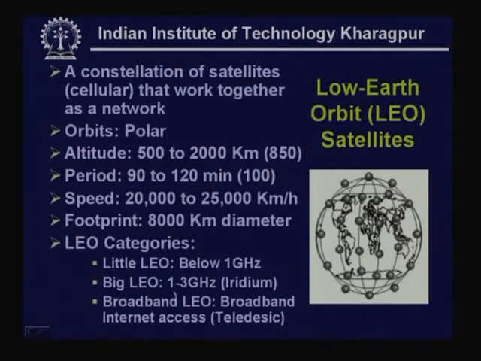Then the big LEO uses 1 to 3 gigahertz. One notable example is Iridium, we shall discuss about it. And the third category of LEO satellites is used for broadband internet access, and one notable example is Teledesic. I shall discuss more about these two systems, Iridium systems and Teledesic systems.